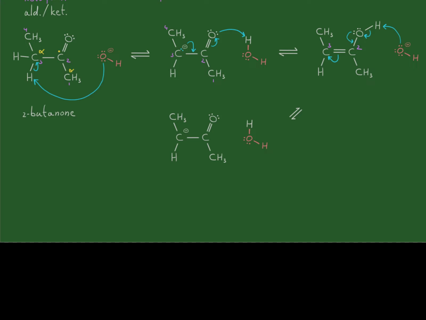So the final step will be that these lone pair electrons on our carbanion will be attracted to a proton on our base. And the electrons that were between the hydrogen and the oxygen on our base will end up on the oxygen. And so we are back at our ketone, and we have also recovered our base again.